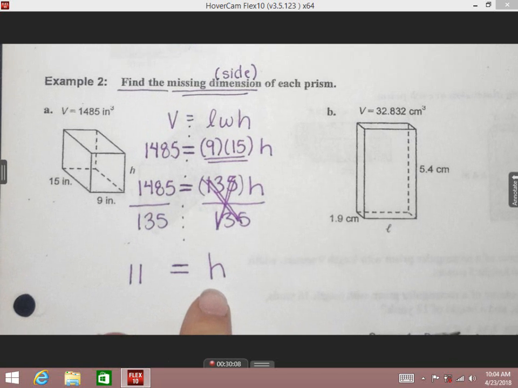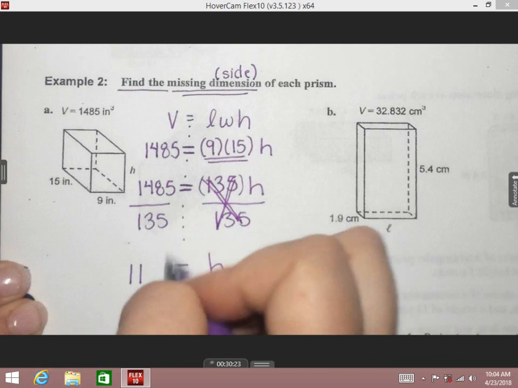Well, that's great. But I don't know what that means. Is that 11 feet is my height? 11 miles is my height? 11 meters is my height? What has to go with that, Braxton? The inches. The inches. Now, here's the tricky part.